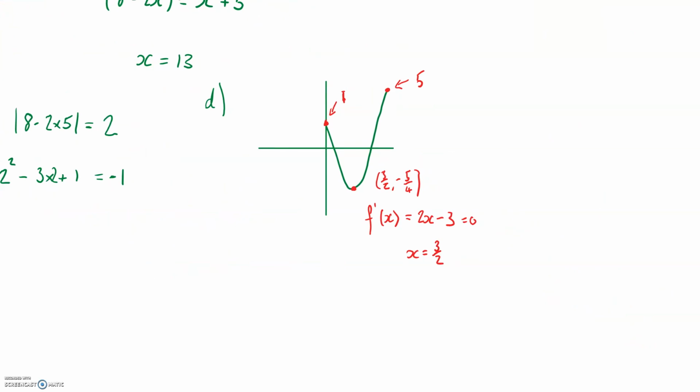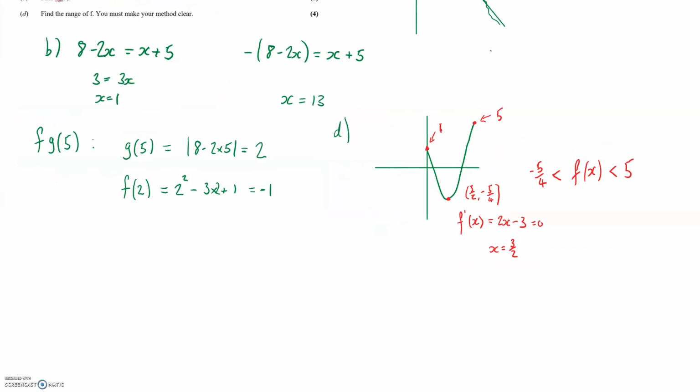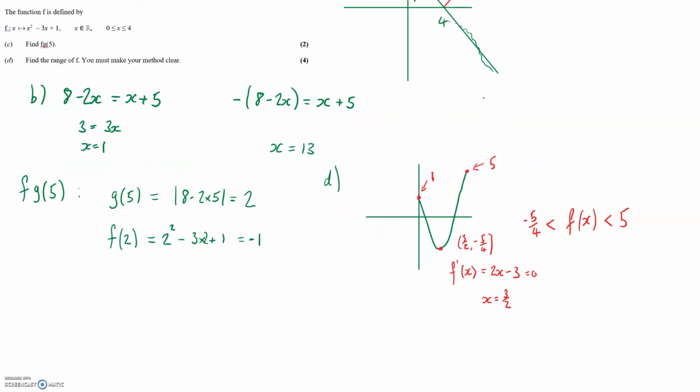And so our range of f of x is between the highest value I calculated, 5, and the lowest value, minus 5 over 4. Given that our range does include the value of 4, I need to be inclusive of both the 5 at the top end and the minus 5 over 4 at the bottom end.